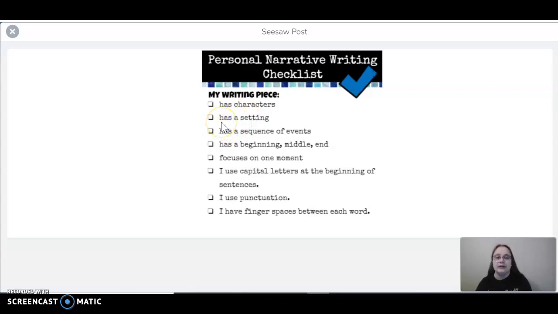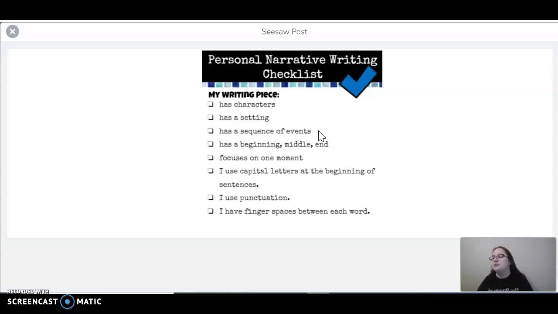The next one is that it has a setting. So remember, a setting is a place. Where is your story taking place, okay? The second one is that it has a sequence of events. So that means that your events are in order and they make sense.